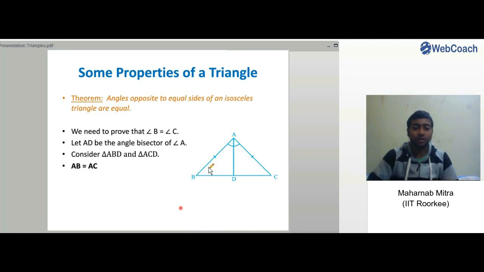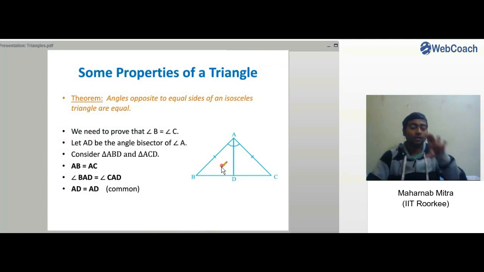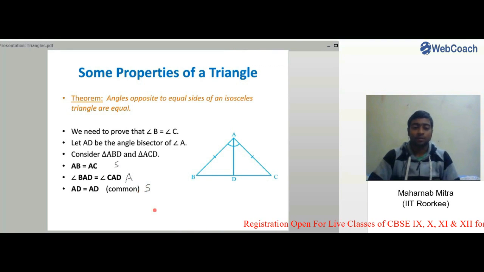Now from the characteristics of an isosceles triangle, you can tell AB equals AC, right? Then angle BAD is equal to angle CAD, right? These two angles are equal. Why? Because AD was an angle bisector. And finally we get the side AD as the common side. Therefore AD must be equal for both the triangles, right? AD is a common side. So from these three equalities, I think you can see which rule of congruency we are applying. We are applying the SAS criteria, right? Side, angle, side criteria.